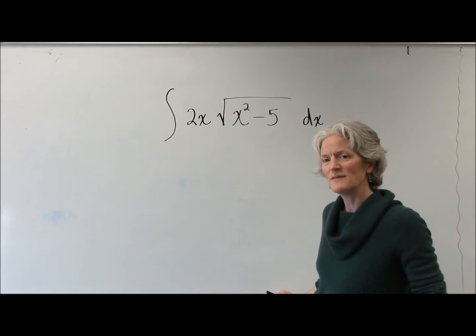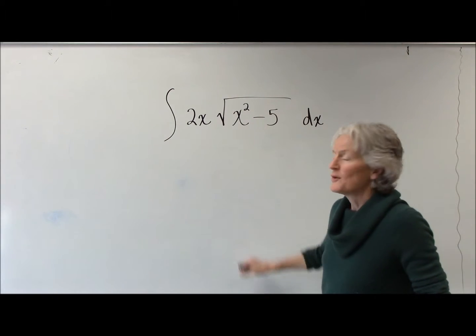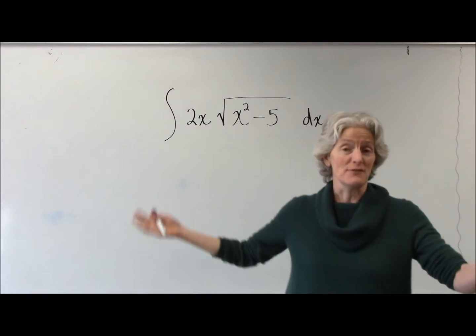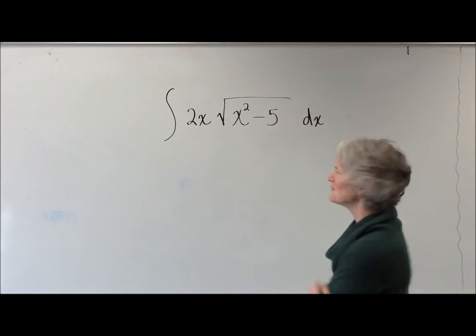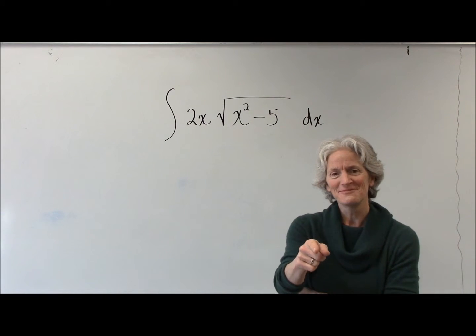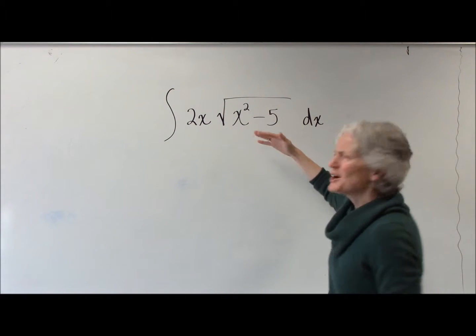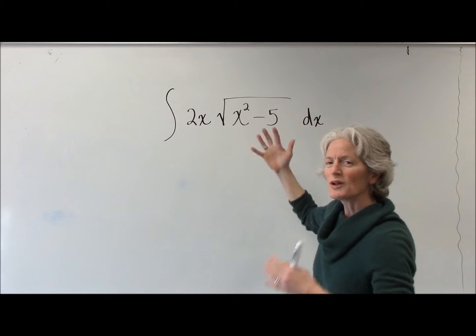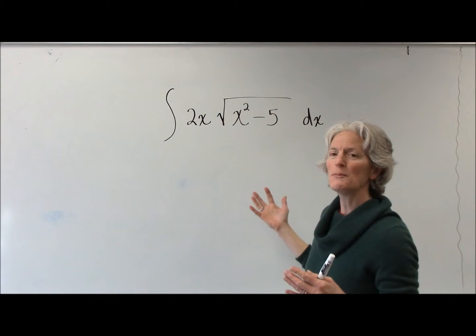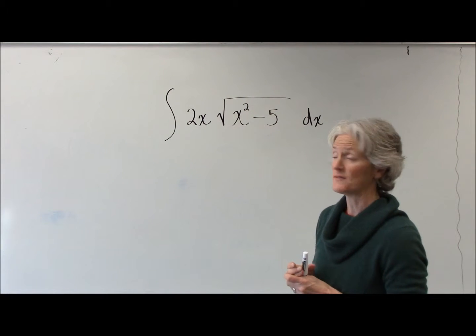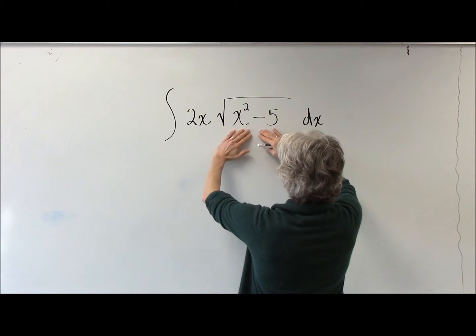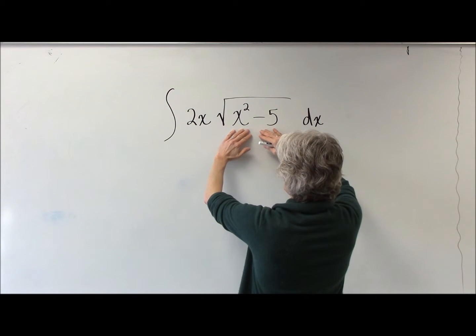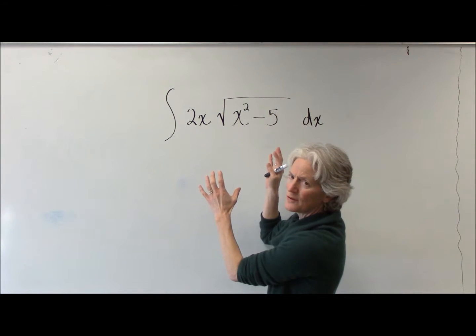Few of these, shall we? So I want to find the antiderivative, or the indefinite integral, of this. So again, I look at this and I ask myself, is there a chain rule kind of thing that might help me figure out how to take the antiderivative of this? I look at the different pieces, and x squared minus 5 is in a square root.